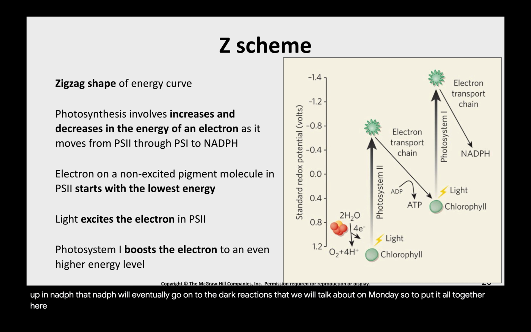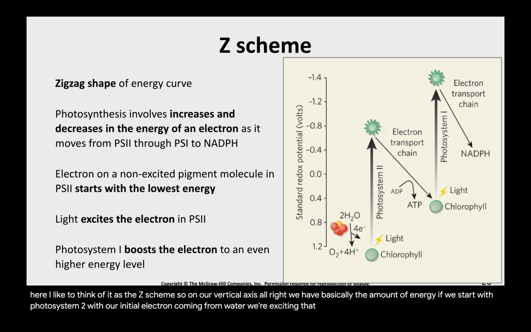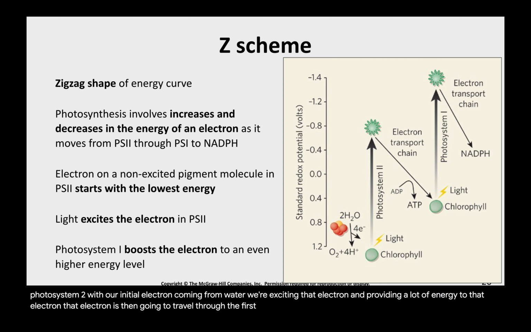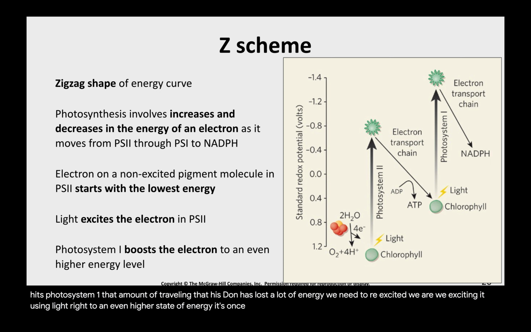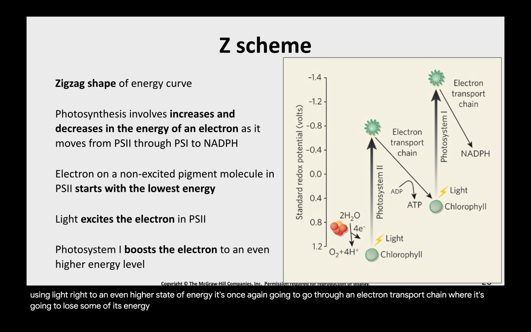So to put it all together here, I like to think of it as the Z scheme. On our vertical axis, right, we have basically the amount of energy, right? If we start with photosystem 2, with our initial electron coming from water, we're exciting that electron and providing a lot of energy to that electron. That electron is then going to travel through the first electron transport chain, right, until it hits photosystem 1. By the time it hits photosystem 1, that amount of traveling that it has done has lost a lot of energy. We need to re-excite it. We are re-exciting it using light, right, to an even higher state of energy. It's once again going to go through an electron transport chain where it's going to lose some of its energy, and the electron will end up in NADPH. All right.